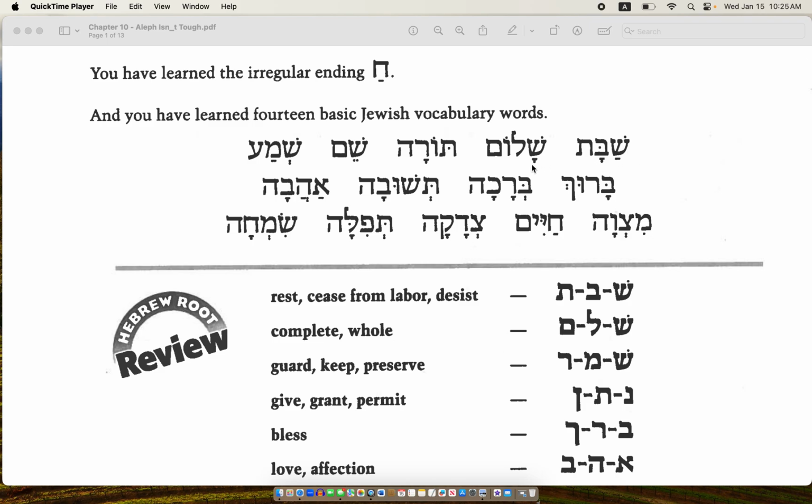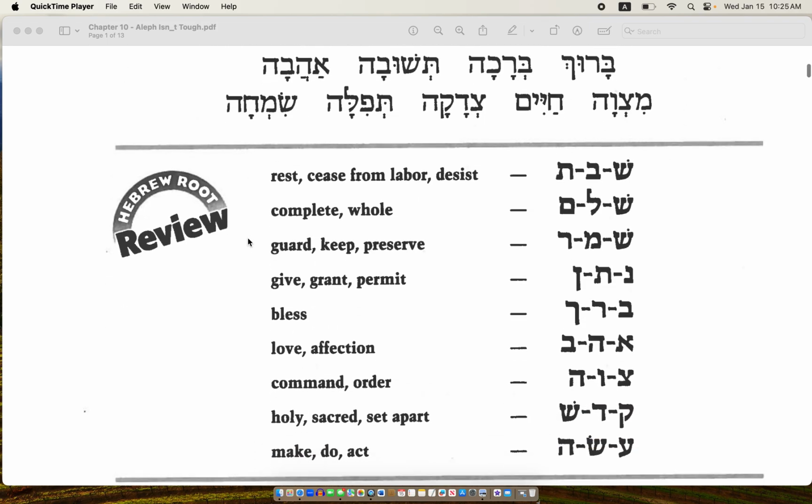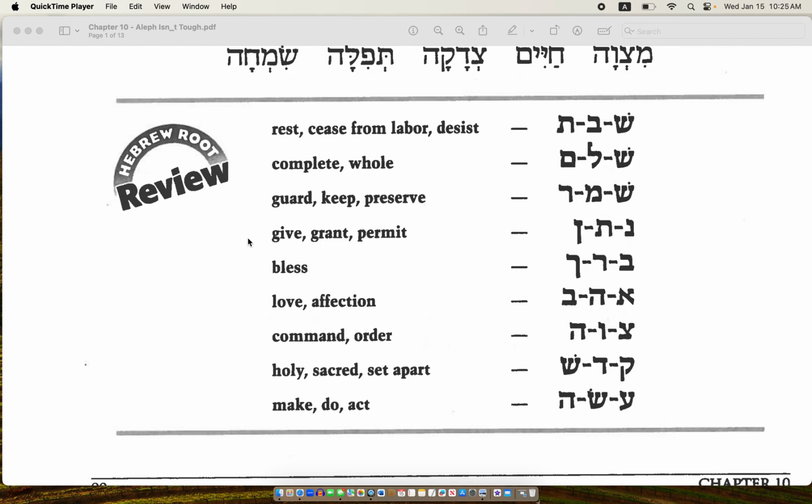Shabbat, Shalom, Torah, Shem, Shema, Baruch, Beracha, Teshuvah, Ahava, Mitzvah, Chaim, Tzedakah, Tefillah, Simcha. And then we didn't really cover this in the class because I'm more focused on your Hebrew reading.